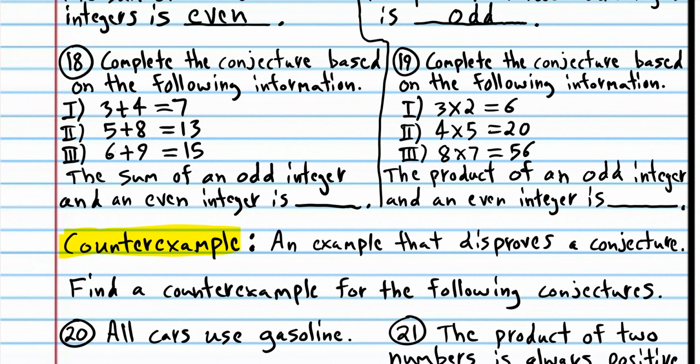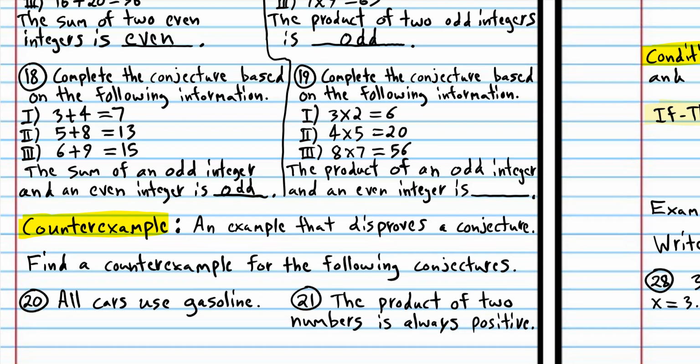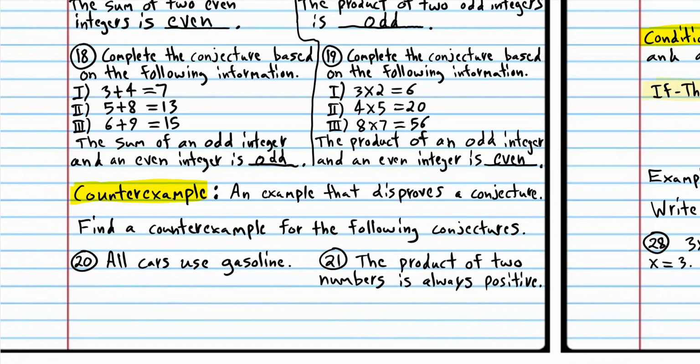All right, number 18, go ahead and try number 18, and when you come back, we'll do it together. All right, we're back. The sum of an odd integer and an even integer is odd. All of those sums are odd. So if you said odd, good job. Number 19, go ahead and try that one, and when you come back, we'll do it together. All right, we're back. The product of an odd integer and an even integer is even. If you said even, good job.